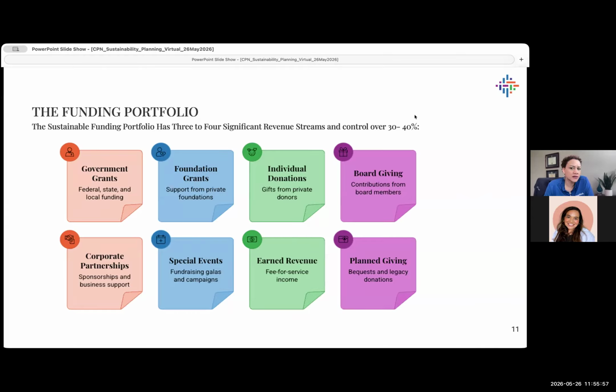Is there anyone here who has a strong planned giving strategy that you want to share? Any of you? Any of you thinking about it, investigating planned giving? Do you know what I'm talking about? Okay.